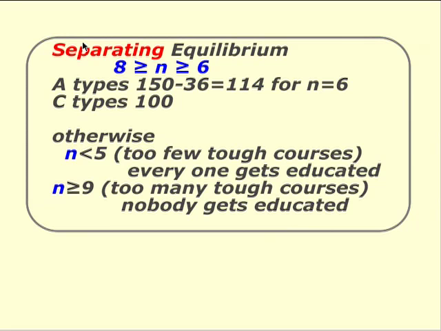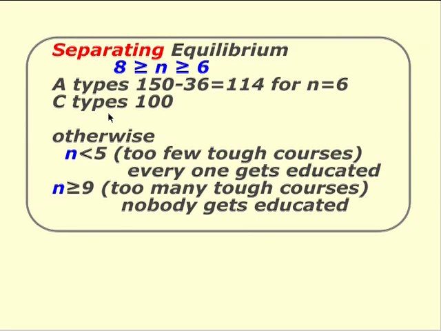But the idea here is that we have found a variety of n's, n equals 8, n equals 7, n equals 6, that mean that the choices of the individuals involved reveal their type. The strategies of the individuals reveal their type. That is, if you're an A type, you're going to choose to get educated, pay the 6 times 6 is 36,000 in cost. Your net payoff is 114. That's better than 100 you could get if you didn't get educated.